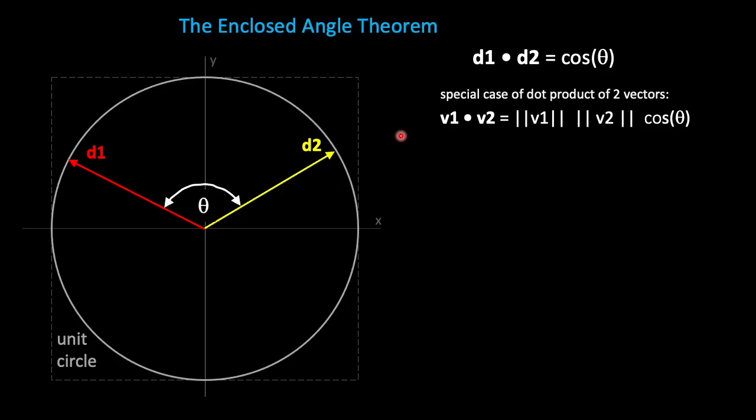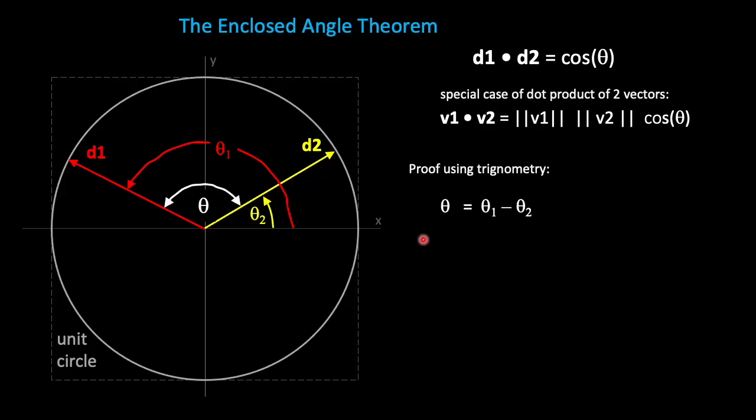So I'm going to give you another simpler proof using trigonometry from the 11th century. Okay, so how am I going to do this? Well, what we're going to do is treat this angle theta as the difference angle between theta 1, which bridges from the x-axis out to d1, and then theta 2, which bridges the x-axis to d2. And as you can see, theta is the difference of the angles, theta 1 minus theta 2.